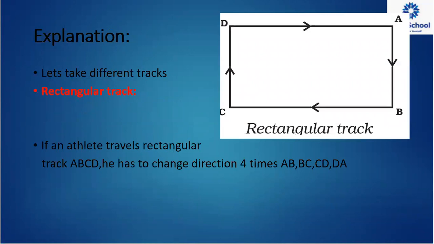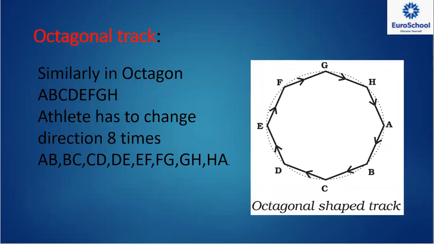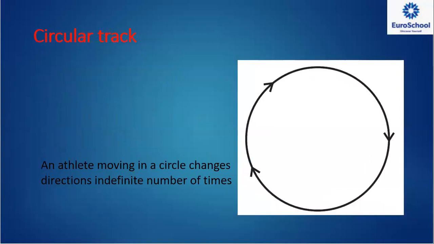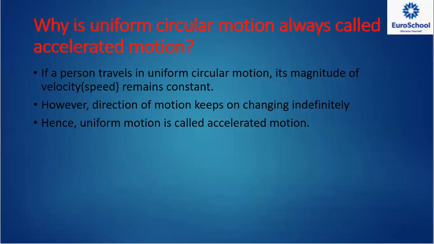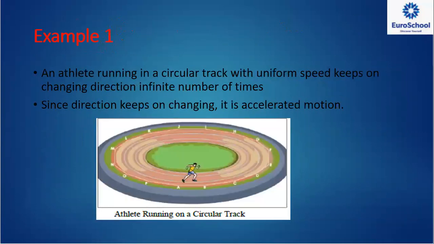I have given an explanation taking the rectangular track, hexagonal track, and octagonal track, and why the object has to take many turns in a circular track. An athlete moving in a circle changes direction an indefinite number of times. Why is uniform circular motion always called accelerated motion? We have seen that it is because the velocity is not remaining constant. When the velocity keeps on changing with time, we can say the object is accelerating. That is the reason we call uniform circular motion accelerated motion.